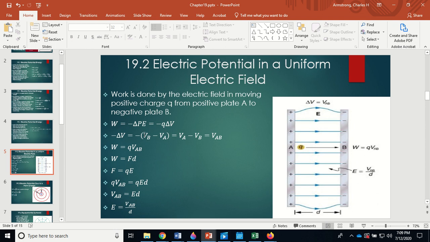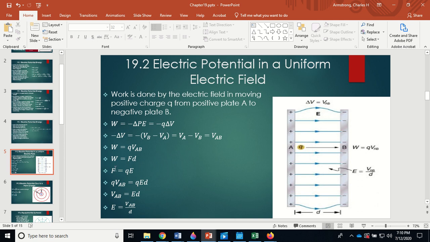All right, so go through the minus sign. We got VA minus VB now. And then we're going to call that VAB, the voltage between these two plates. So the work equals QVAB. Okay, we just plugged it in up here. Minus delta V is equal to VAB. So work now becomes QVAB. Work equals force times distance over which the force is applied. Well, force is equal to the charge times the electric field again.